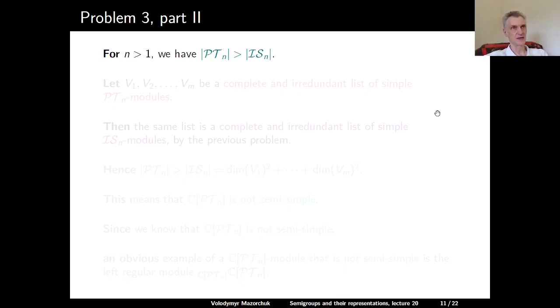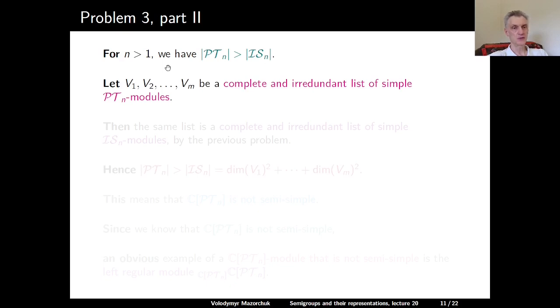Okay, so now if n is greater than 1, then we know for sure that Ptn has more elements than ISN. We have an element in Ptn which is not in ISN. We take all elements 1, 2, and so on n and send them to 1. That's an element in Ptn, it's not in ISN. Therefore, the dimension of the semigroup algebra of Ptn is strictly greater than the dimension of the semigroup algebra of ISN. So here we need that n is greater than 1.